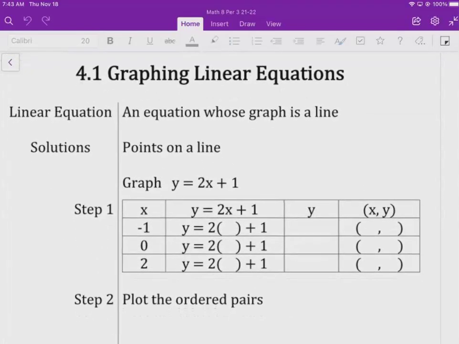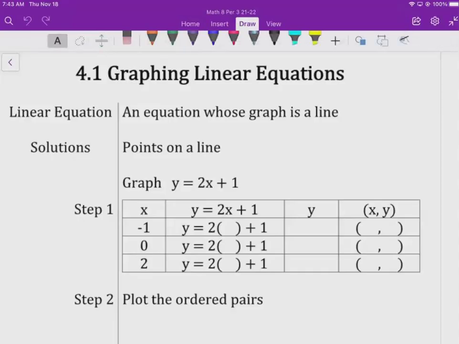First thing you need to know, linear equation: an equation whose graph is a line. So like I said, the root word is line for linear. Solutions are just points on the line. So that's what we're going to start off with first. So we're going to learn about inputs and outputs, x and y. This is why we've done so many graphing reviews with the pictures, so we can remind you how to graph coordinates.